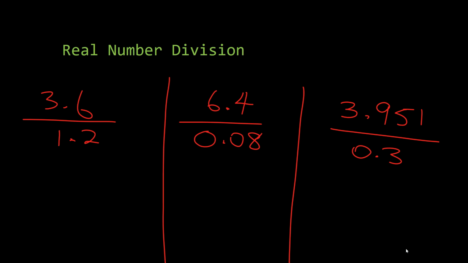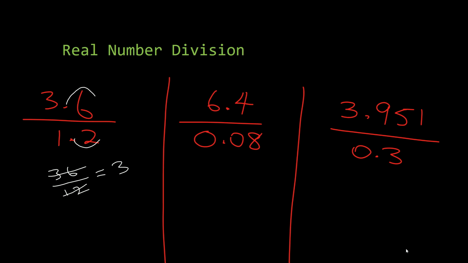And let's look at this. We see that you would have to move it one place here. And however many spaces you move it on the underneath is the same amount you have to move it on the top. So now we would have something that looks like this: 36 divided by 12. And obviously we know that 12 into this will give us 3.